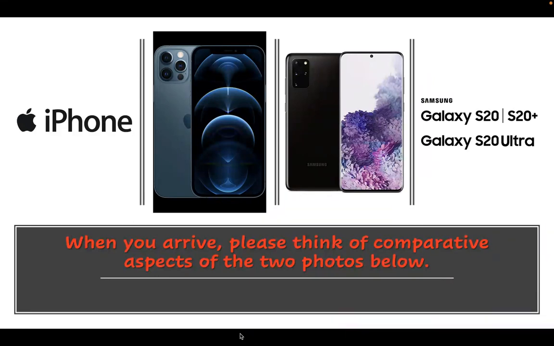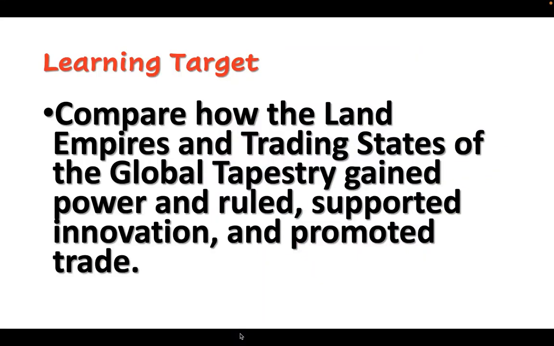So this is kind of what we're doing. We're taking a look at the big picture, in this case, cell phones, and we're finding similarities and differences within certain categories, okay? So when we talk about the overall thing that you need to learn, this is going back to our learning target. We want to be able to compare how land empires and trading states of the global tapestry not only gained power, but ruled, supported innovation, and promoted trade.